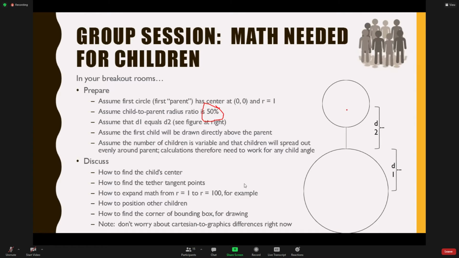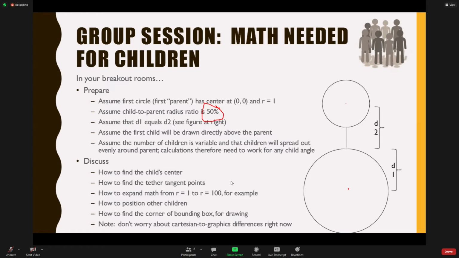Okay. Also, notice that the distance between the tangent point here and the center of the circle is going to be the same as the radius of the parent circle, right? So this distance, D2, is the same as this distance, D1, okay? The question is, having all of those things in place, what do we have to do, the math, so that we can calculate, for instance, the child's center?